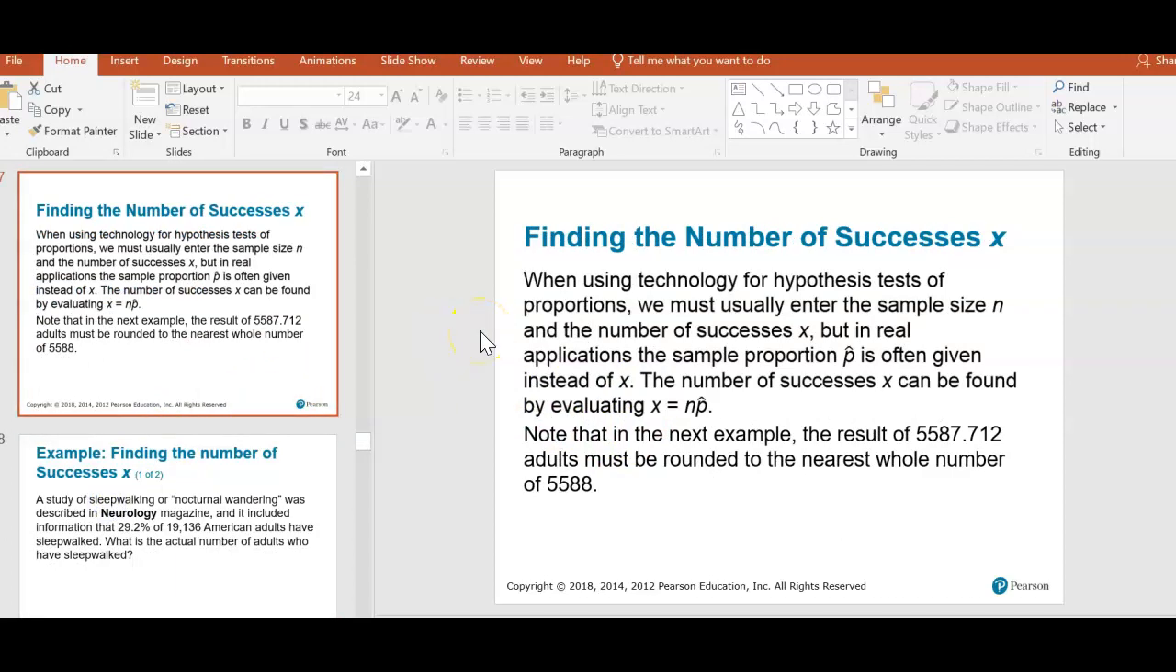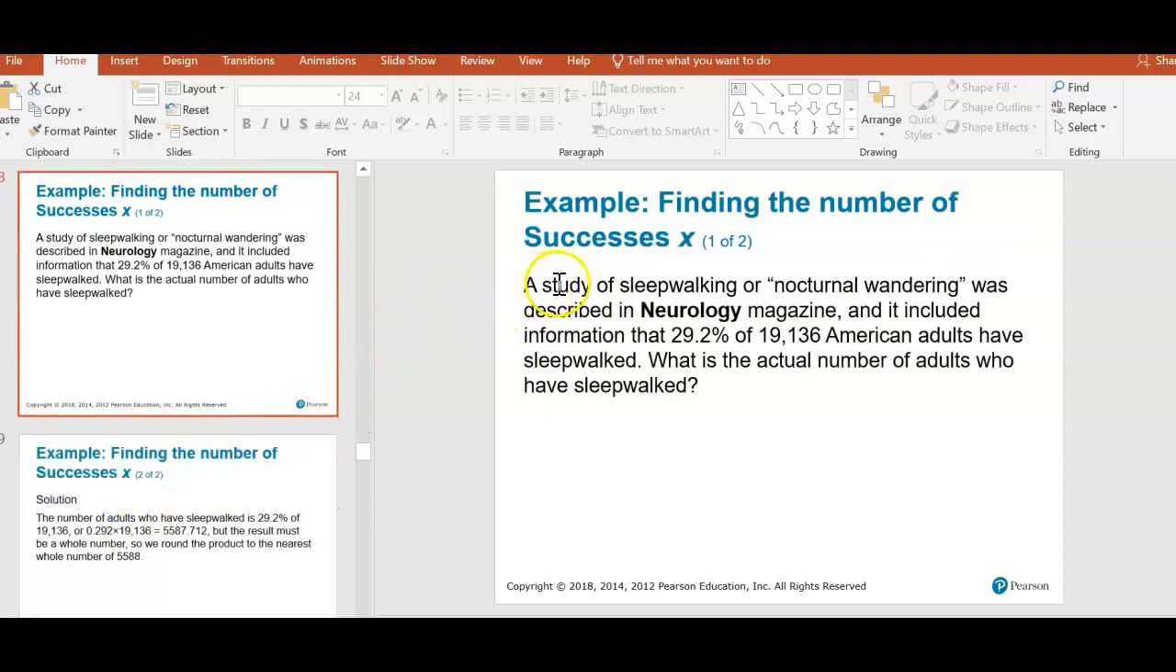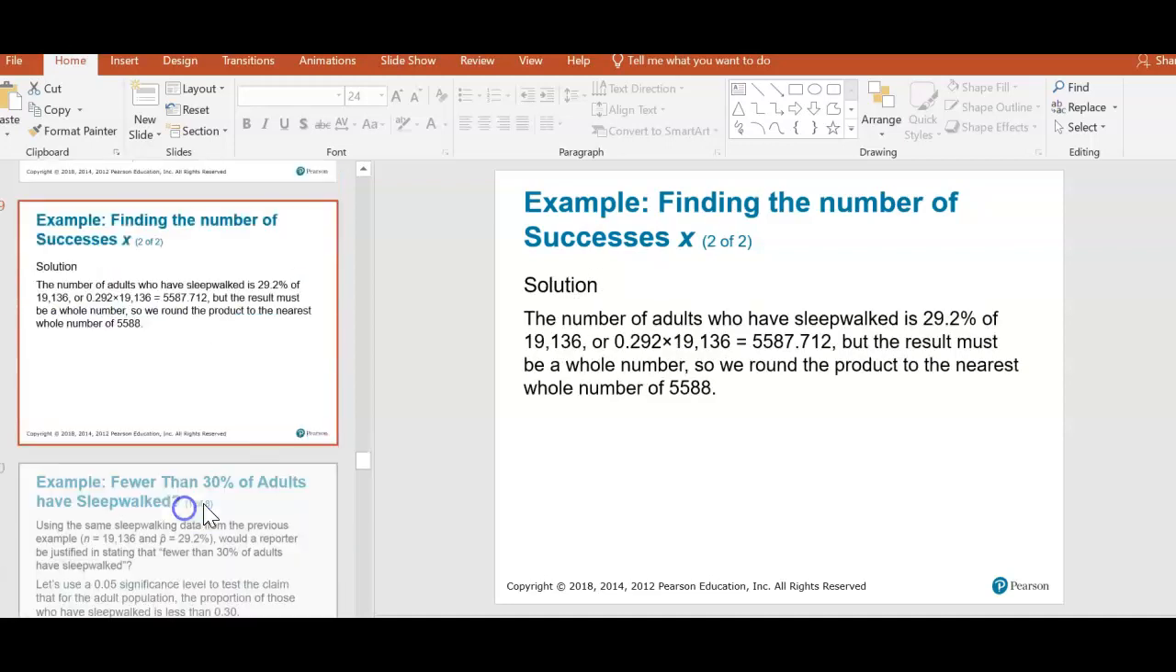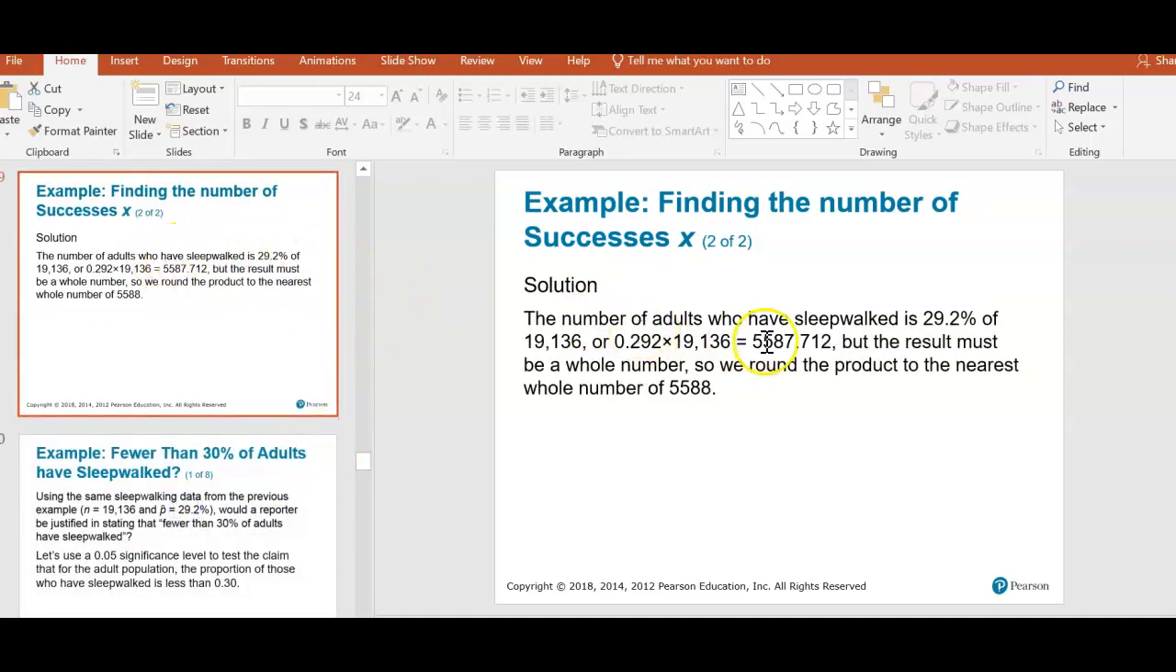All right, so sometimes you might not be given the number of successes. For example, a study of sleepwalking or nocturnal wandering was described in Neurology magazine, and it included information that 29.2% of 19,136 Americans have sleepwalked. Well, you might have to do a little calculating and realize that that means it's 5,588, just by multiplying.